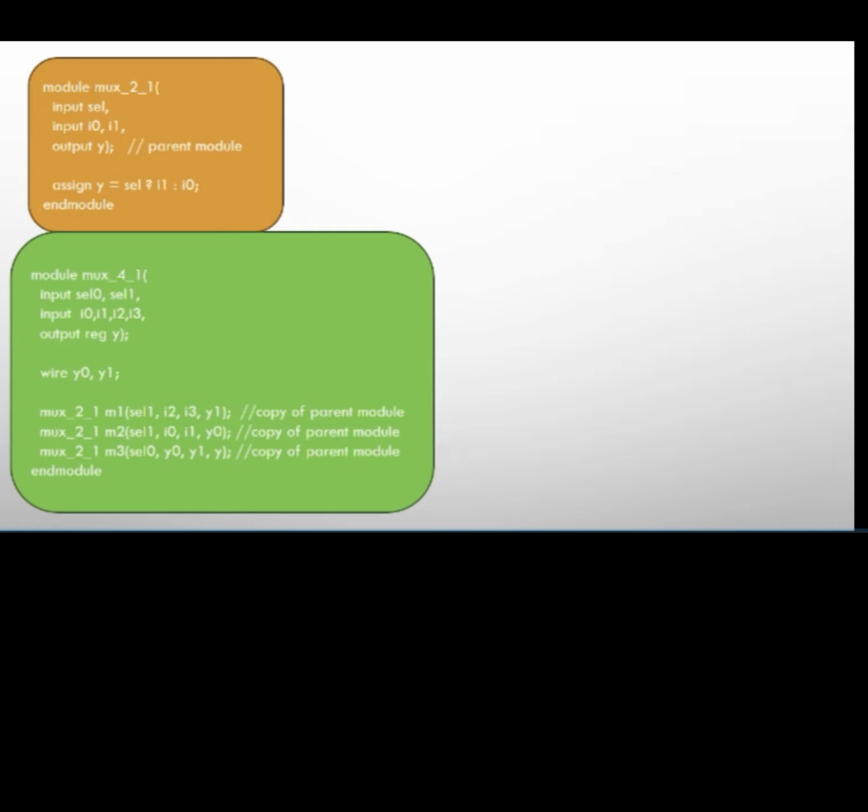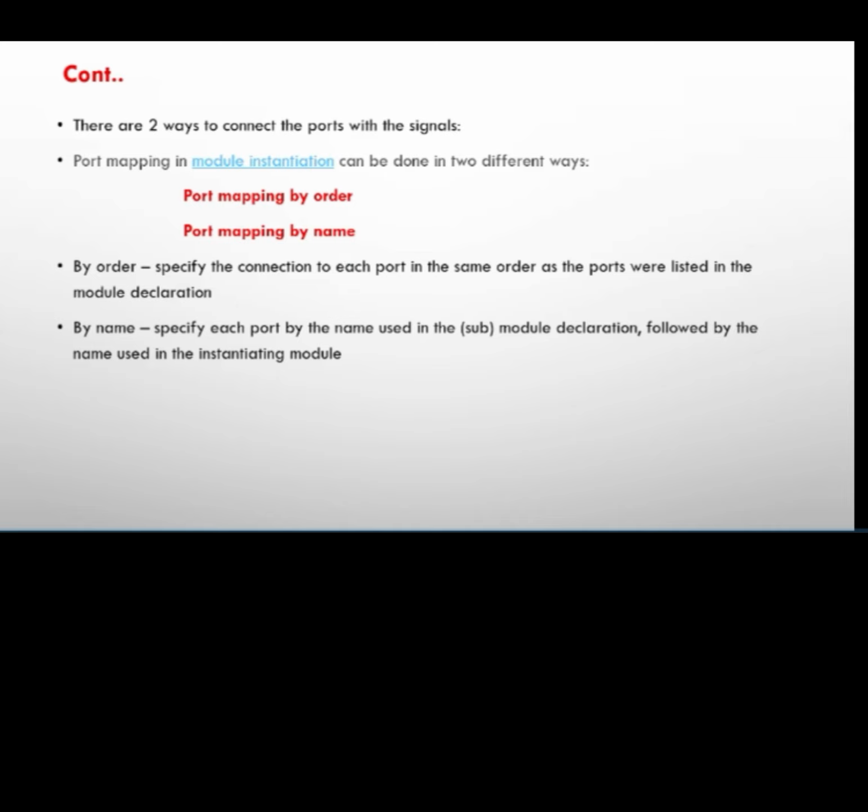Now, in this port connection, that means connecting the ports, this connection can technically be called mapping. In technical terms, the word for connection is mapping. Port mapping can be done in two ways: one is by order, the second one is by name. This is really important because only by connecting ports can we communicate with any module or any test bench. That is why port connection is really important. Let us see one by one what is by order and what is by name.